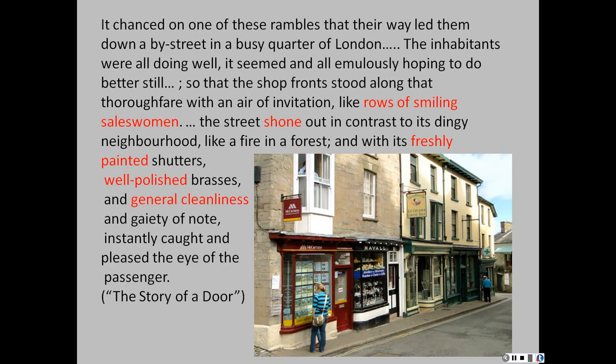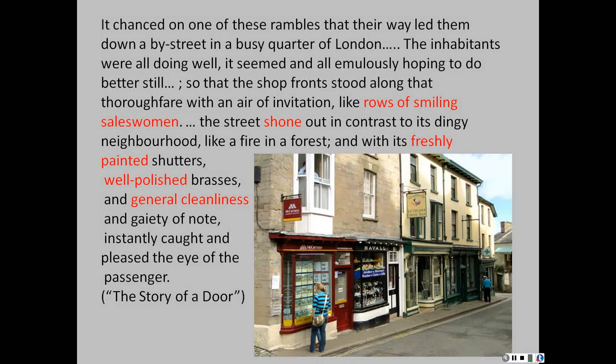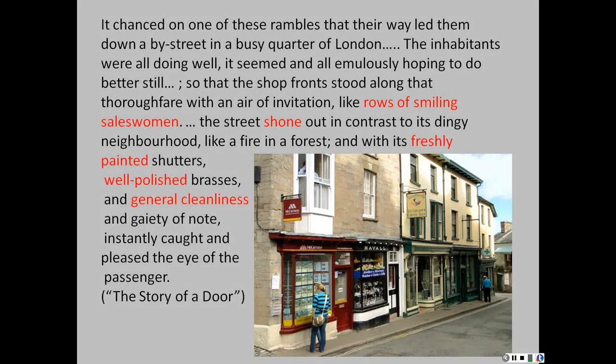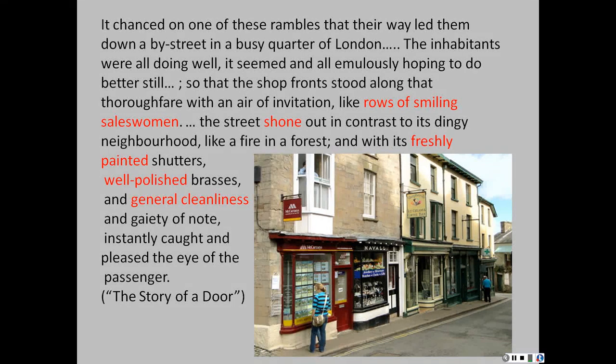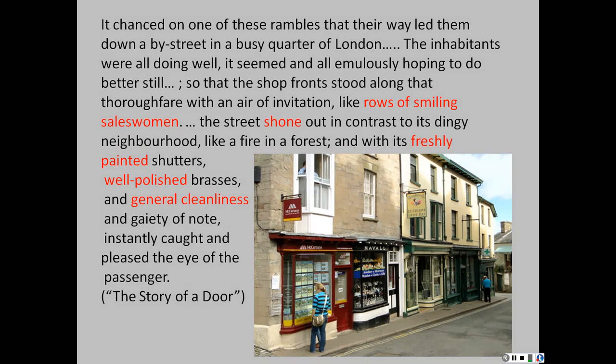And he describes it because as they look up, they see this building. Now the building, what they first see is this street of nice shops. This is obviously a contemporary picture, but I wanted to give you a sense. "It chanced on one of these rambles that their way led them down by a street in a busy quarter of London. The inhabitants were all doing well, it seemed, and all emulously hoping to do better still."